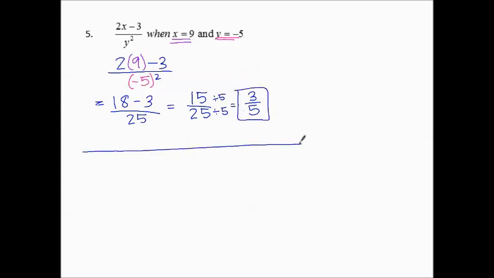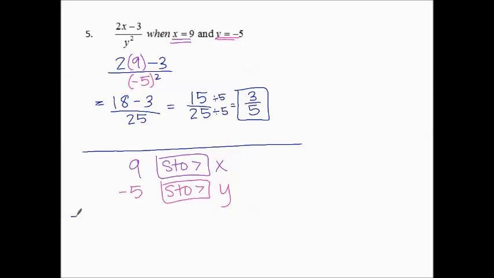Again, let's use our calculator. So I'm going to store 9 as x. Negative 5, I'm going to store as y. And if I use a fraction, and this one we've seen before, if I have a fraction, I use alpha, y equals, and then enter.